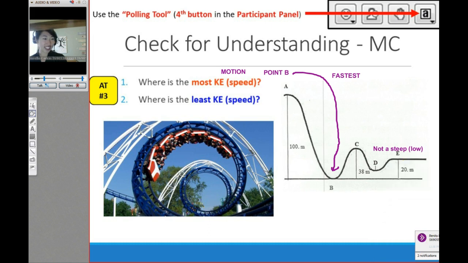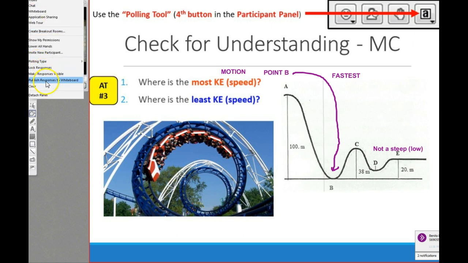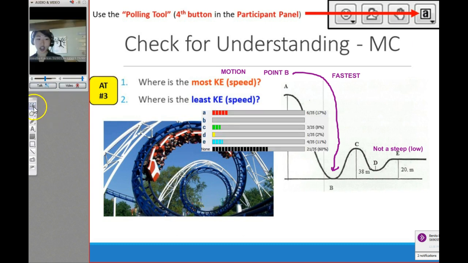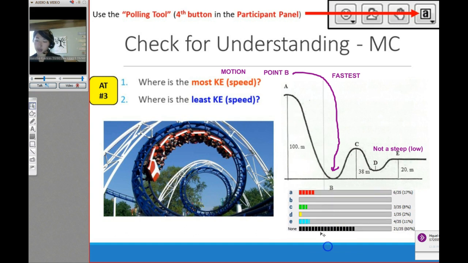All right, looking good. Let me see, what do we have here? I'm going to go ahead and publish our responses. Looks like we kind of have a split. It looks like we're saying A, C, or E. Now, all of those are definitely at the tops of hills. But keep in mind that potential energy and kinetic energy are related. So where we have 100% potential energy, we actually have 0% kinetic energy.